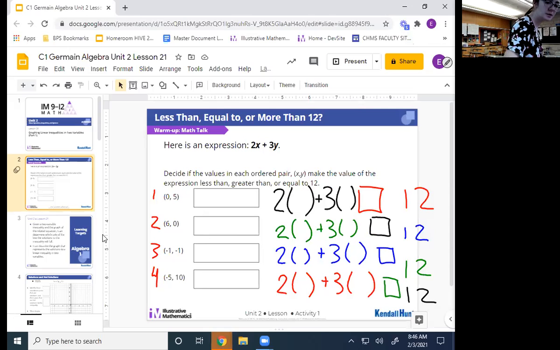Nice job, Abby Wasta. Nice job, Gabe. Nice job, Max. Nice job, Peyton. Very good. 30 more seconds, guys.